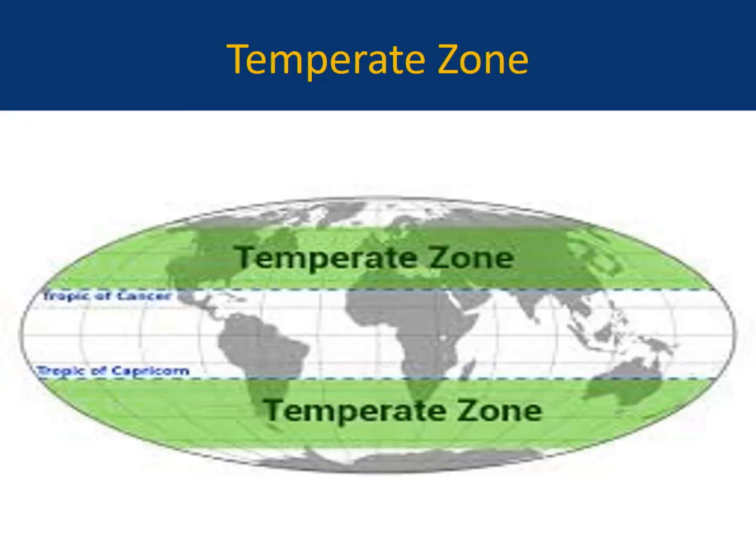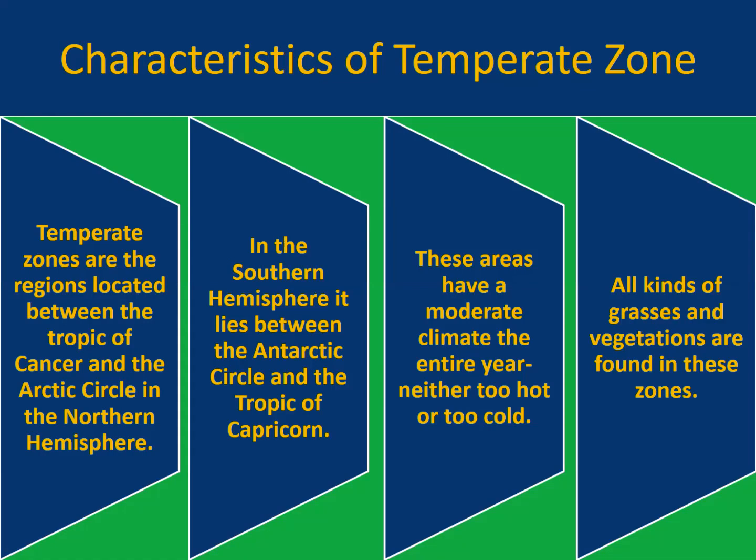So this is temperate zone. I hope you have understood what is tropical. This is temperate zone. This area, most of European countries, North America, then Russia, China, and then here also some of the area of Africa, then South America, and some of the area of Australia comes in the temperate zone. Let's see the characteristics of temperate zone.